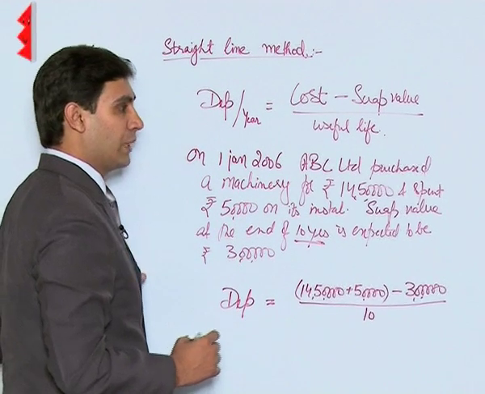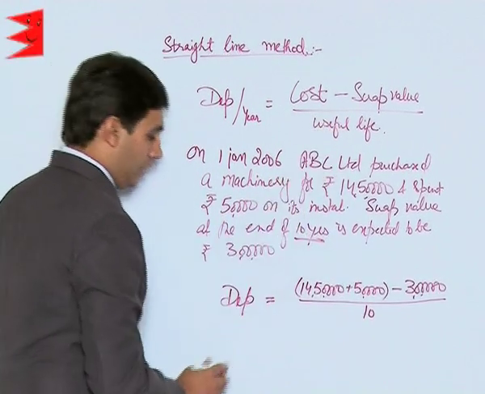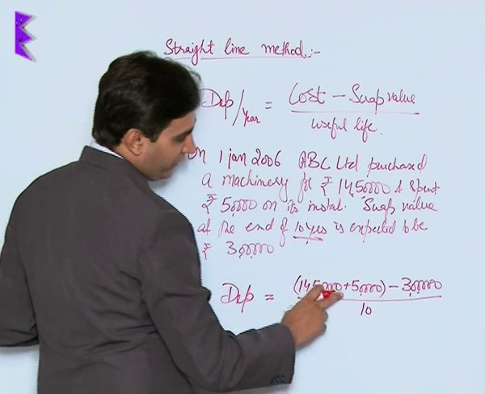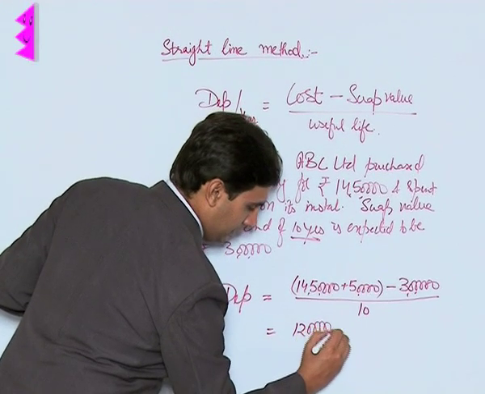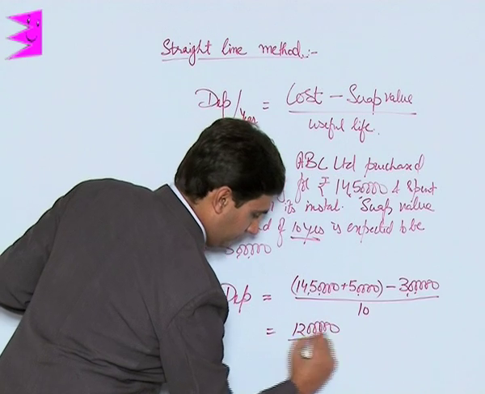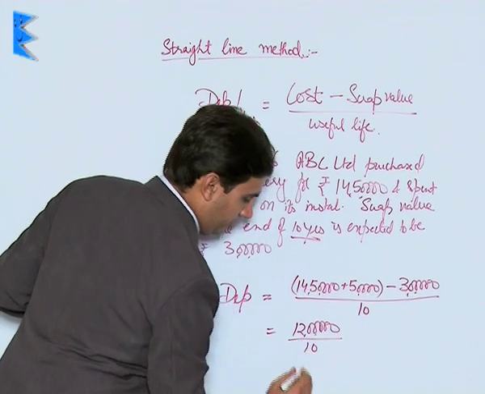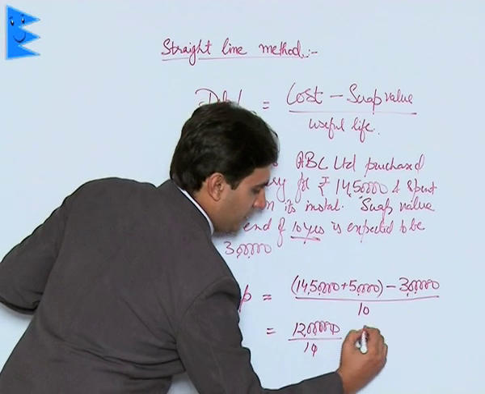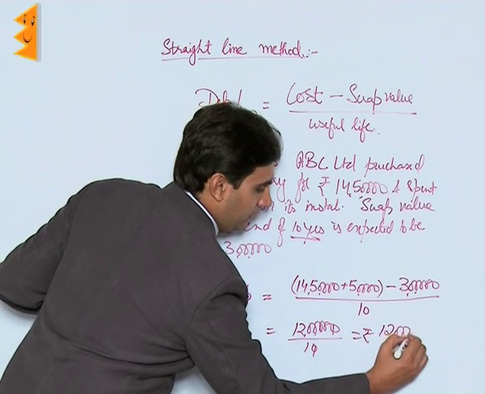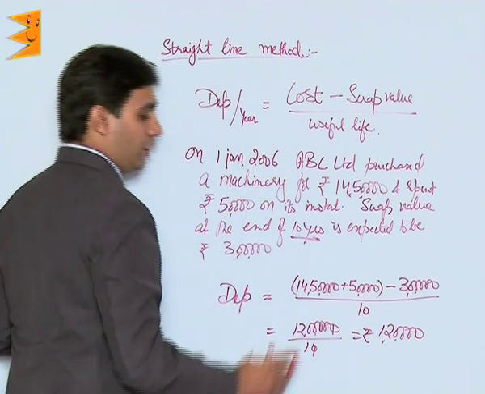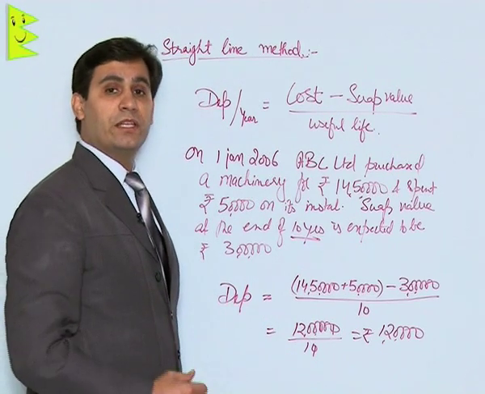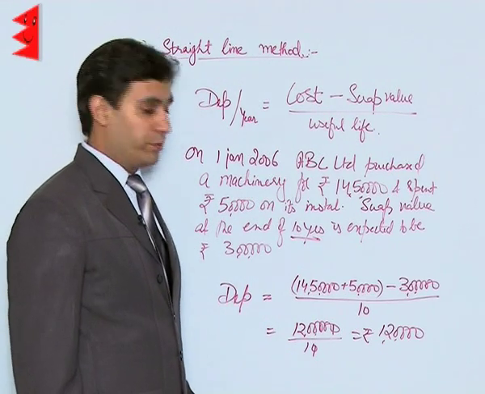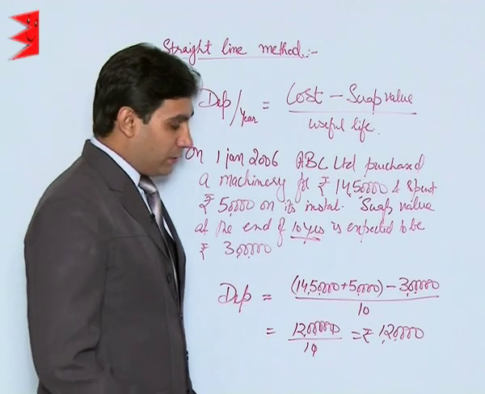That is the useful commercial life. So the amount comes to 15 lakhs minus 3 lakh, that is 12 lakh, divided by 10, which comes to rupees 1,20,000. So in this case, depreciation that would be charged per year on this particular machinery would be rupees 1,20,000.